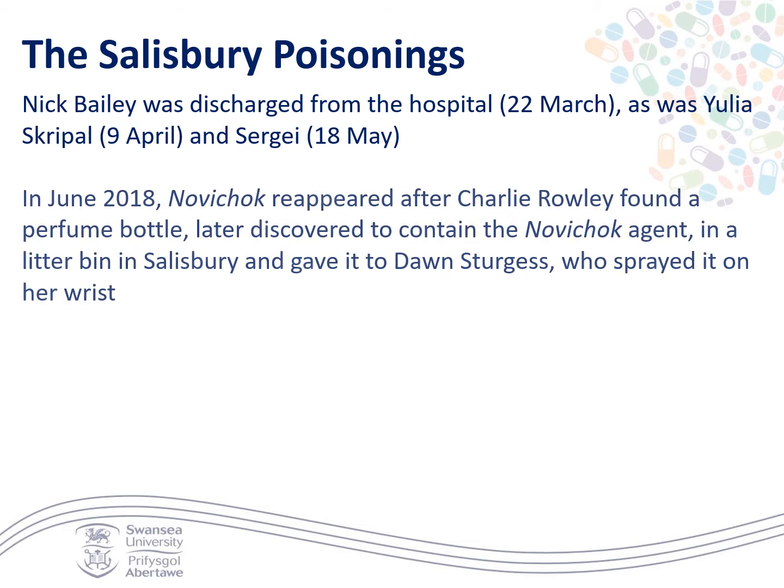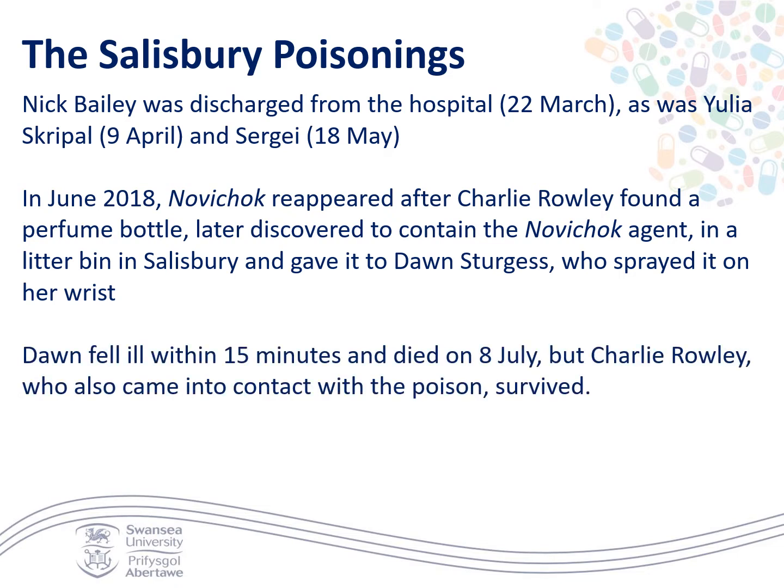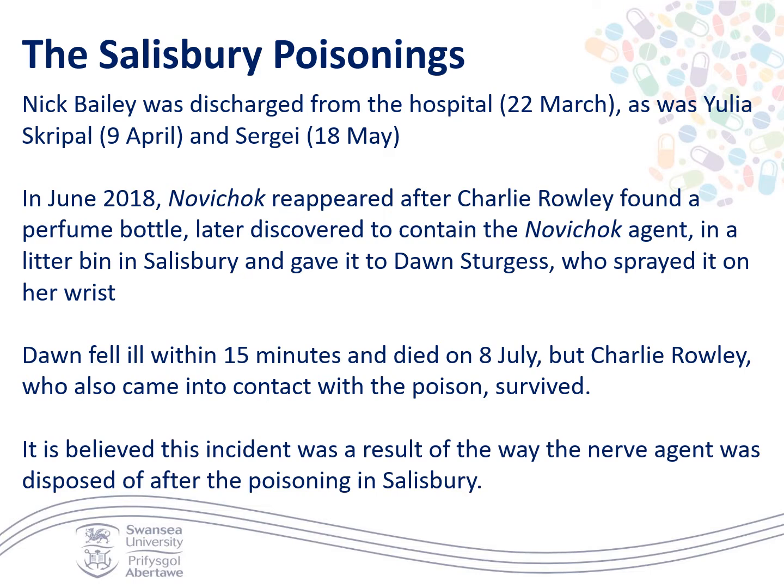However, 3 months later, in June of 2018, Novichok reappeared in Salisbury after Charlie Rowley found a perfume bottle in a bin in Salisbury and then gave it to Dawn Sturgess, who sprayed it on her wrist. Dawn unfortunately fell ill within 15 minutes of spraying the suspected perfume on her wrist, and unfortunately died on the 8th of July. Charlie Rowley, who had come into contact with the poison, thankfully survived, but it's believed that this incident was a result of the way that the nerve agent was disposed of after the poisoning in Salisbury.